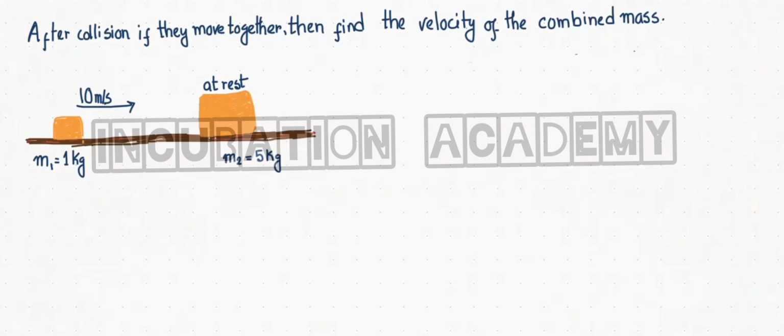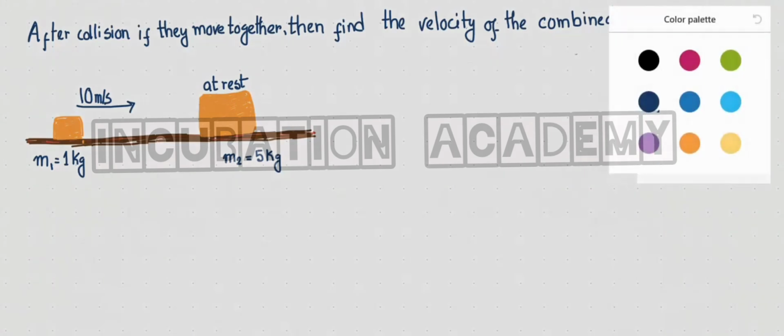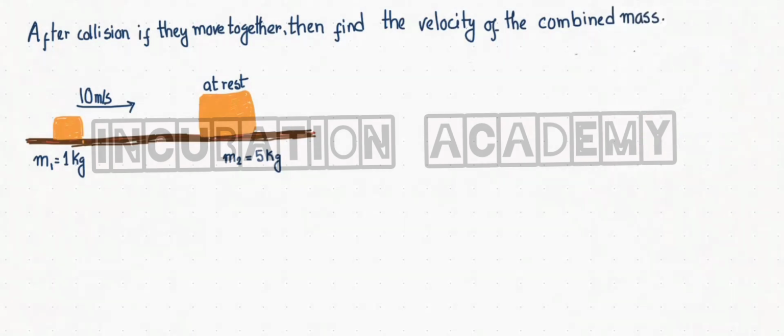There is a mass m1 of 1 kg, and another mass m2 of 5 kg. The mass m1, 1 kg, is moving with 10 meters per second towards the mass m2, but the mass m2 is at rest. So let us say the initial velocity of the mass m1 is 10 meters per second, and the initial velocity of the mass m2 is 0 meters per second, because it is not moving initially.